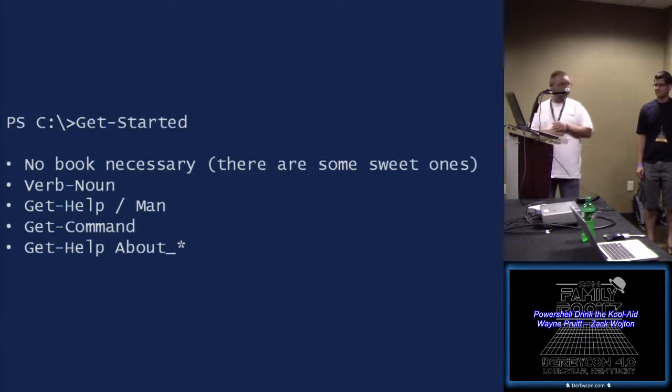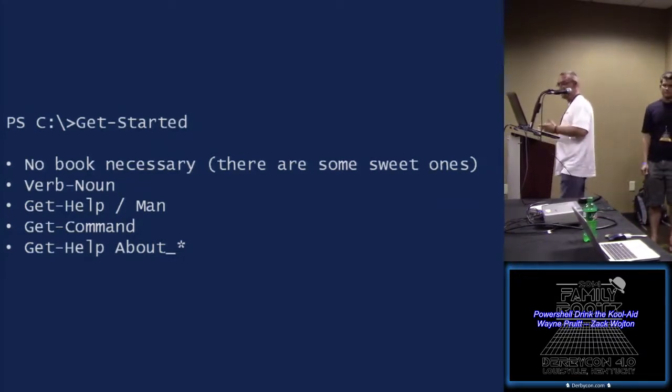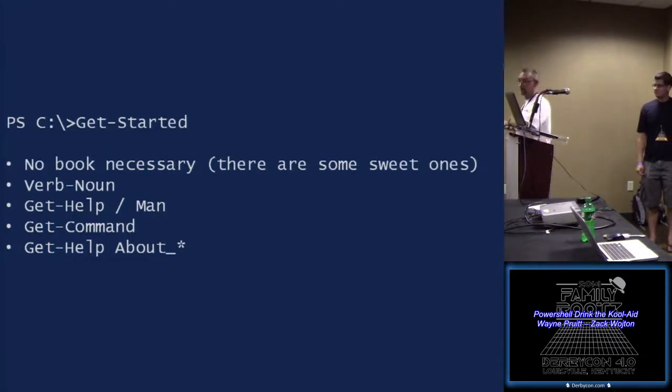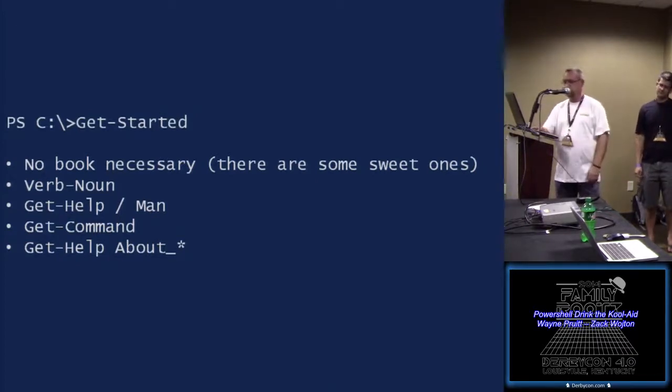All right. So this is the basic stuff I'll blow through real quick because you guys went to Ben 10. You don't need a book. It's verb-noun. Get-Help. Get-Command. Get-Help about whatever. You guys need to learn how to do a function. Get-Help about_functions tells you exactly how to do it. Gives you a whole bunch of information. You guys can learn. You don't need books.